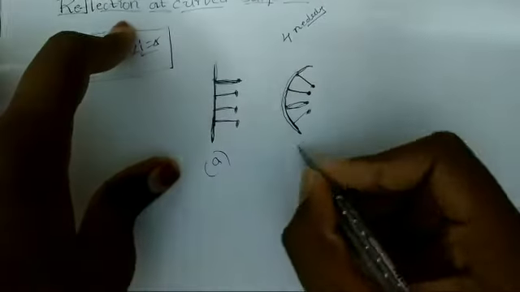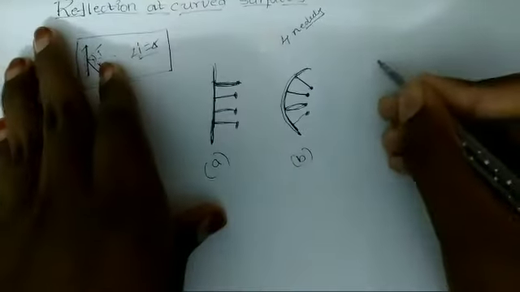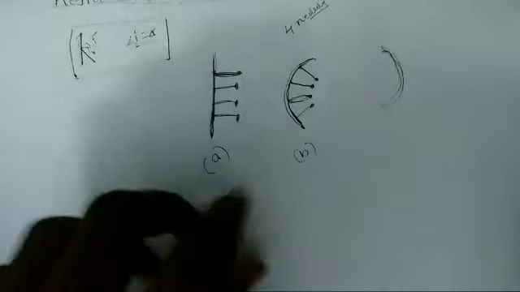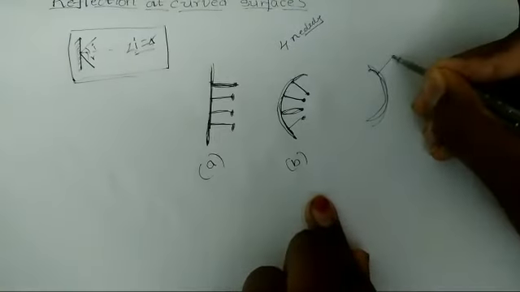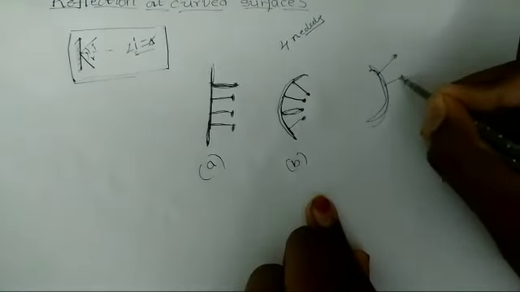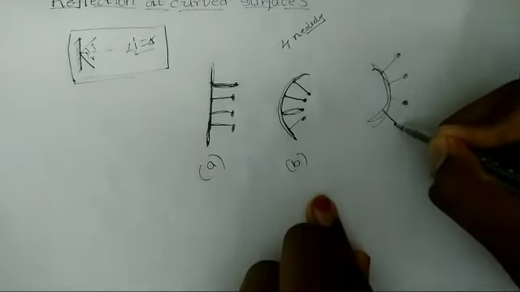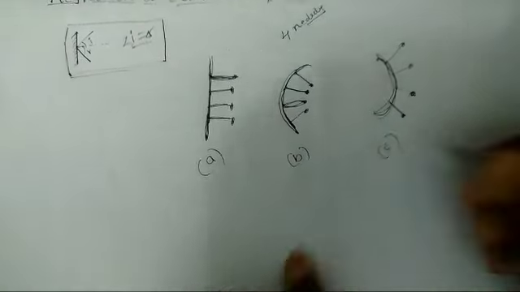This is A. This is B, where you bent it like this. Now if you bend it in the opposite direction, you will get it like this. Then what about the needles? The needles will be like this. Make this diagram as C.